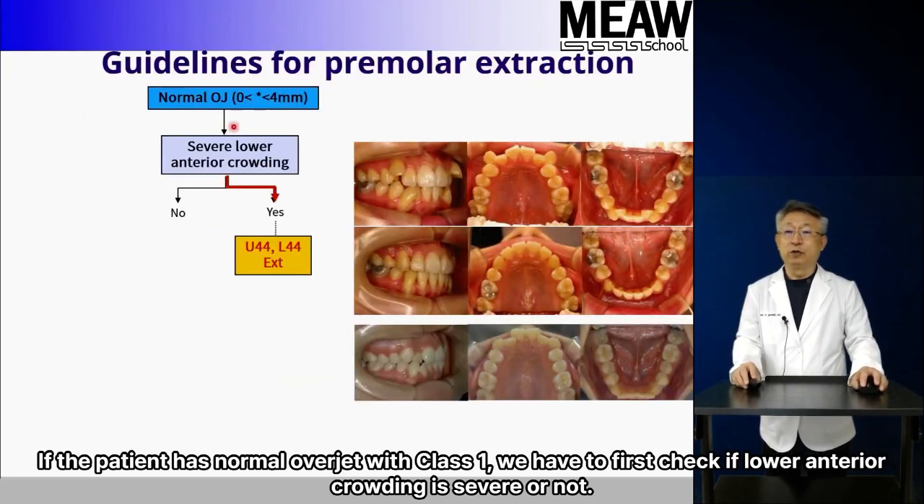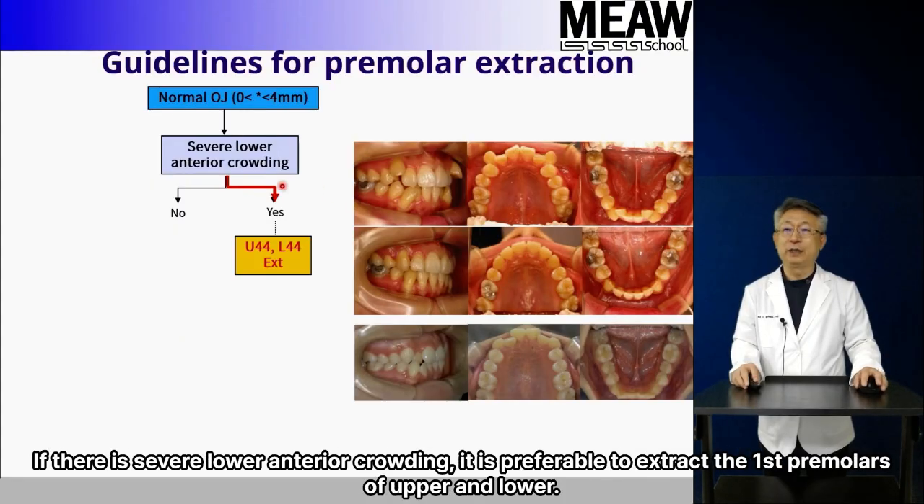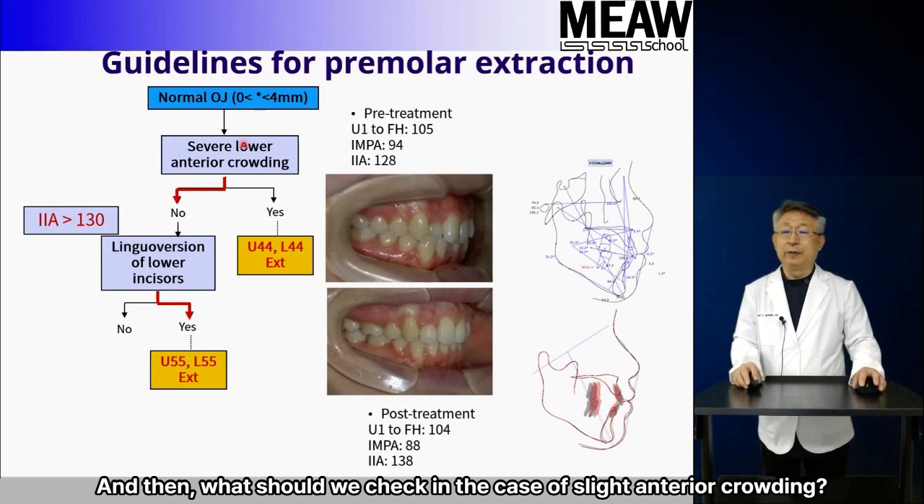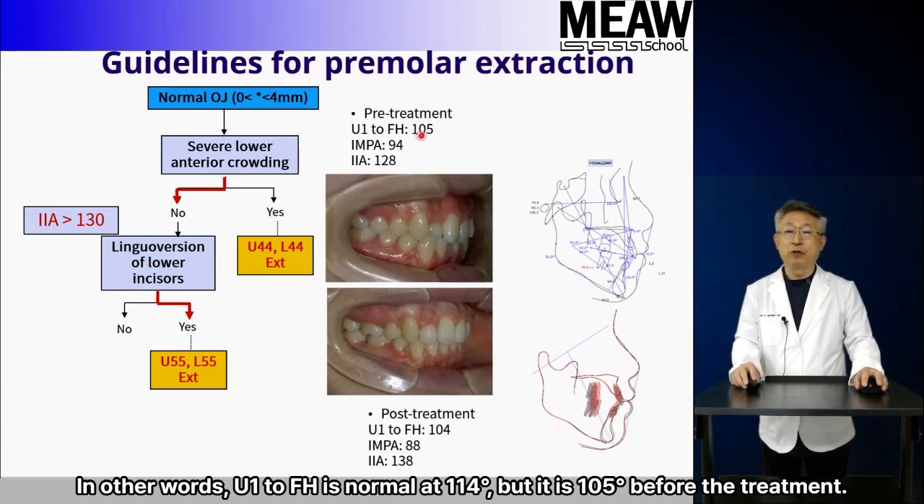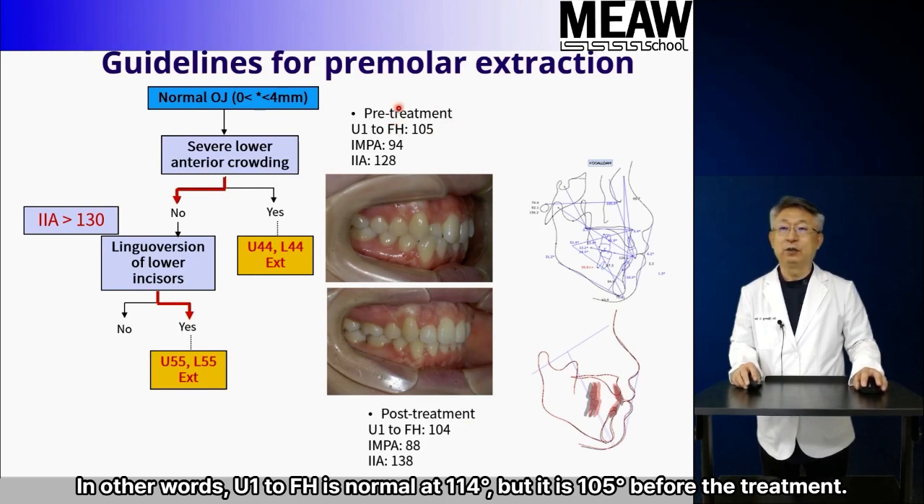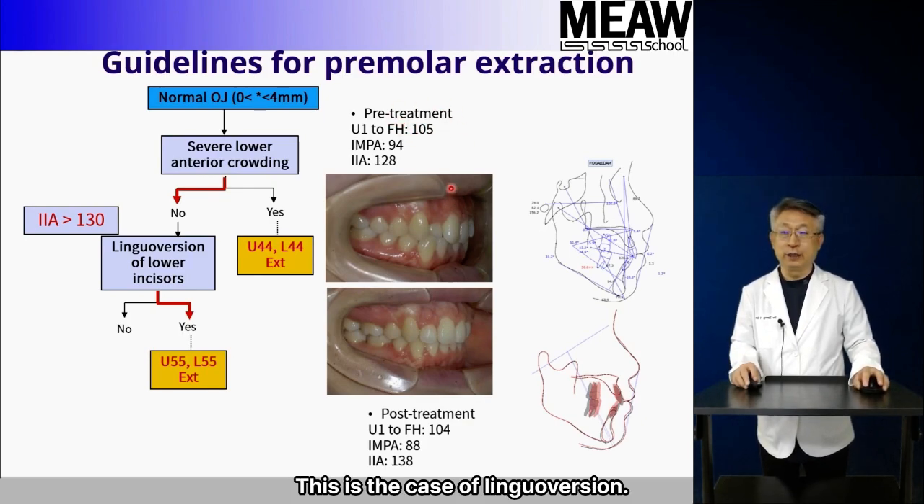If the patient has normal overjet with class 1, we have to first check if lower anterior crowding is severe or not. If there is severe lower anterior crowding, it is preferable to extract the first premolars of upper and lower. And then, what should we check in the case of slight anterior crowding? We should check if the lower incisors are lingually inclined or the upper incisors are lingually inclined. In other words, U1 to FH is normal at 114, but it is 105 before the treatment. This is the case of linguoversion.